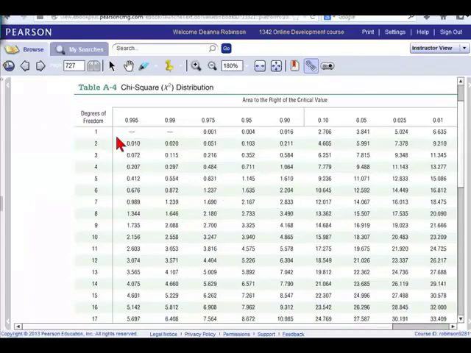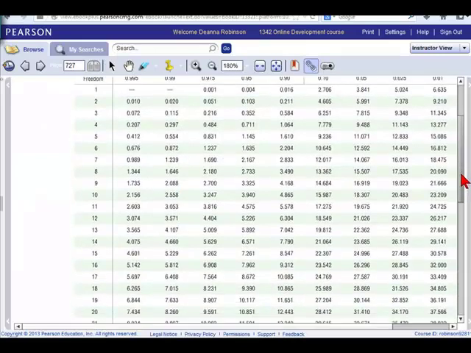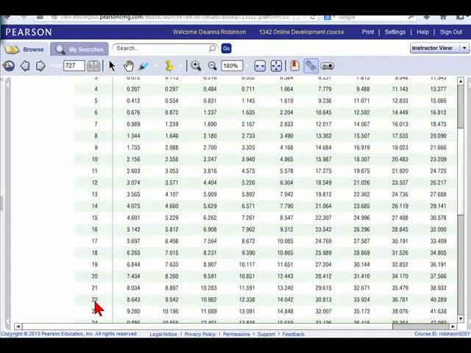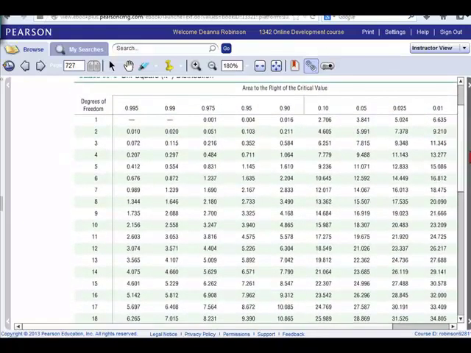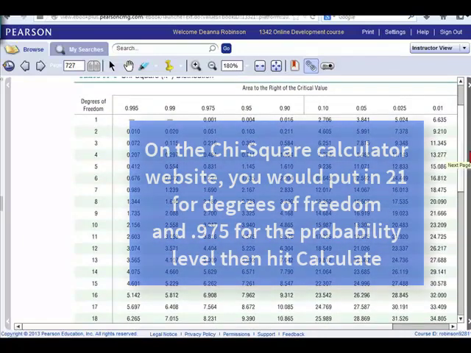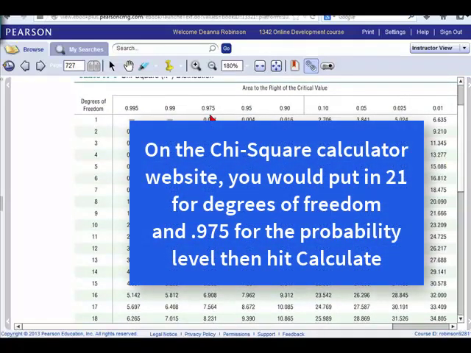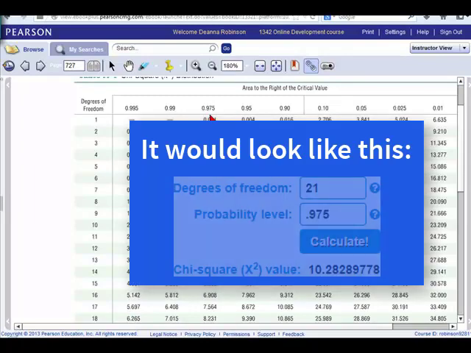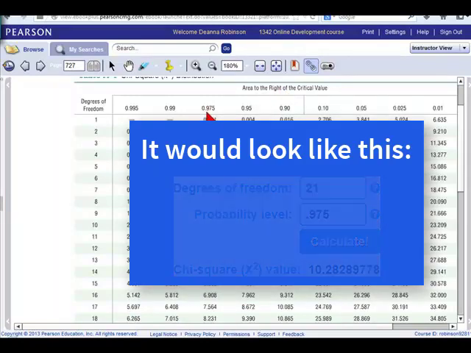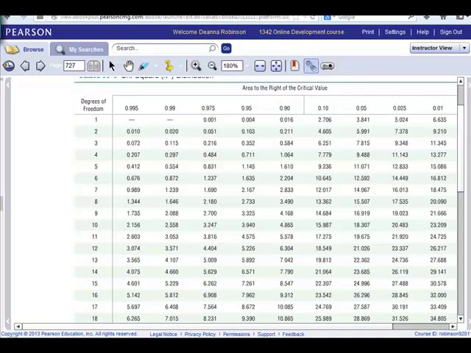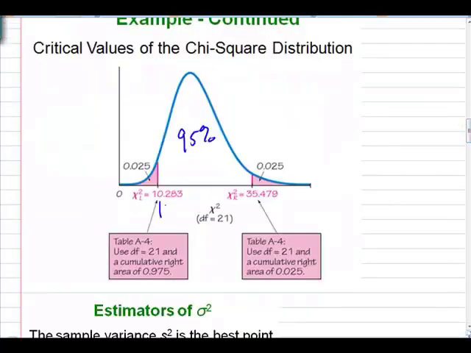Let's go to the chi-square table and see if we can find degrees of freedom of 22. We can. That's this blue line right here. I need to look and pay attention to what columns I need. If the area to the right is 0.975, that's going to give us our left-hand bound because this is giving us the area to the right. The area to the right of this number is 0.975. And the area to the right of this number is 0.025.